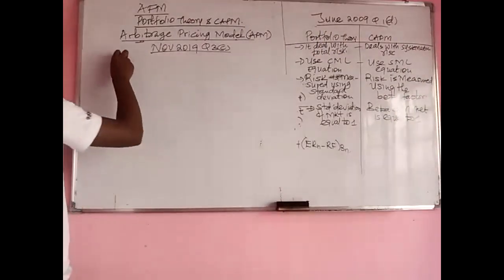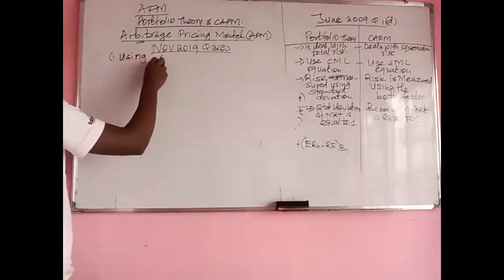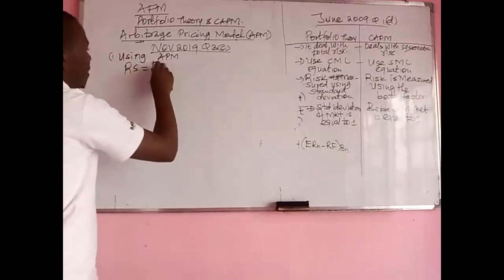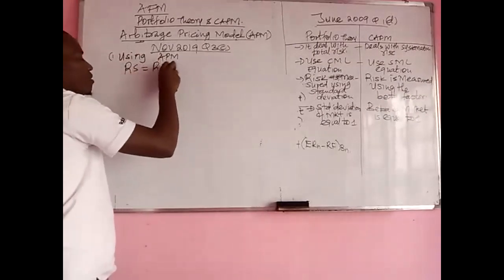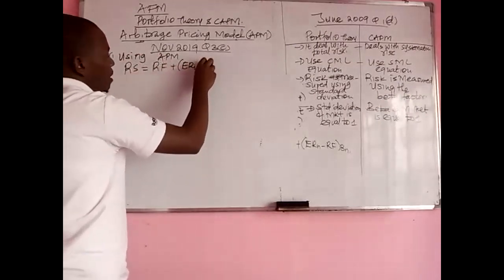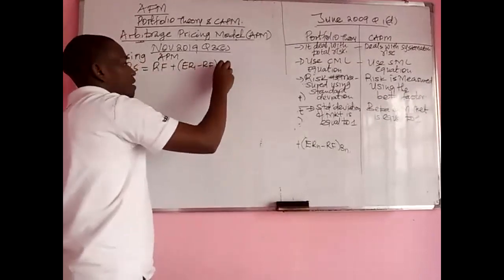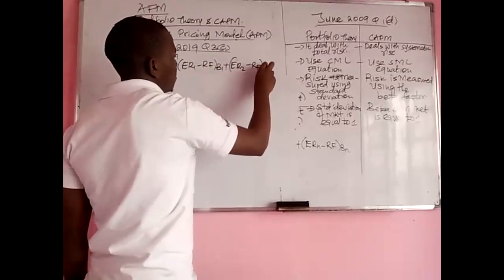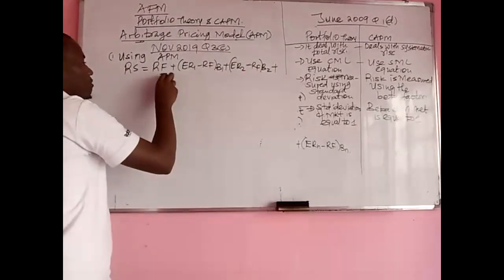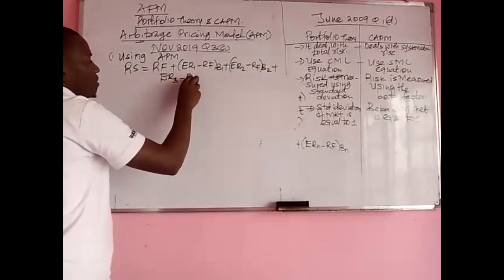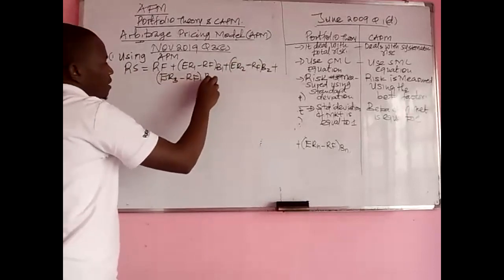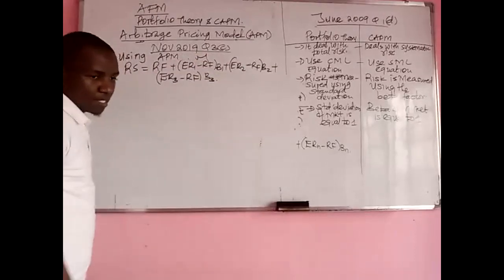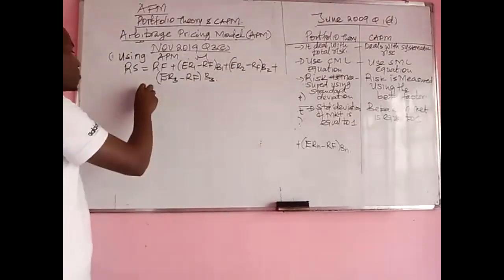So using the arbitrage pricing model, we've seen the expected return will be given by the risk-free rate plus the expected return of factor one minus the risk-free rate multiplied by beta of factor one, plus the expected return of factor two minus the risk-free rate multiplied by beta of factor two, plus the expected return of factor three minus the risk-free rate multiplied by beta of factor three. Now, when you take the expected return minus the risk-free rate, that is what we call the risk premium. So in our case, we will just be taking the risk premium.